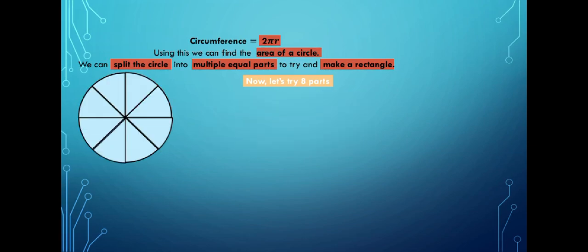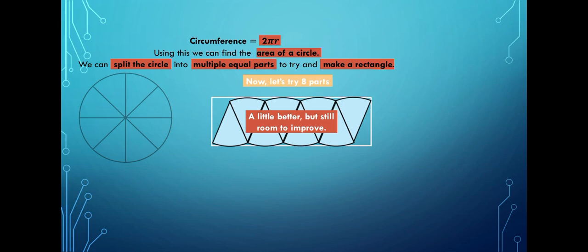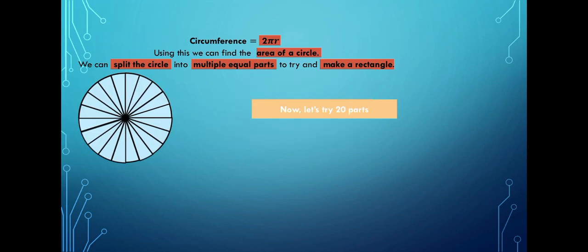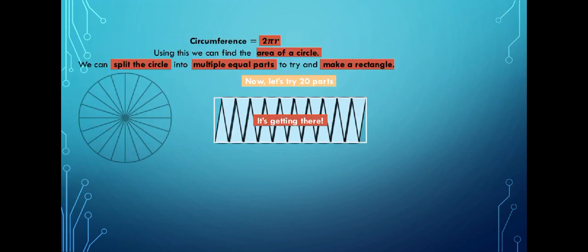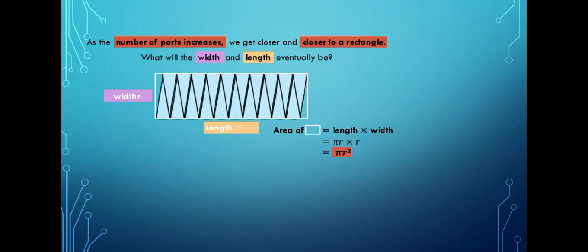Okay, so we are having this. Now we are a bit better, but there's still room to improve. Now we can try 20 parts. Okay, it's getting better and it's getting there. So as the number of parts increases, we get closer and closer to a rectangle.